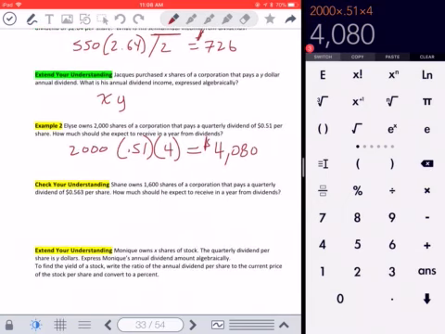Okay, a lot of these are just going to be converting between quarterly, semi-annually, annually. So pause the video. Try this last one here. Check your understanding. Shane owns 1,600 shares of a corporation that pays a quarterly dividend of 0.563 per share. How much should he expect to receive in a year from dividends?